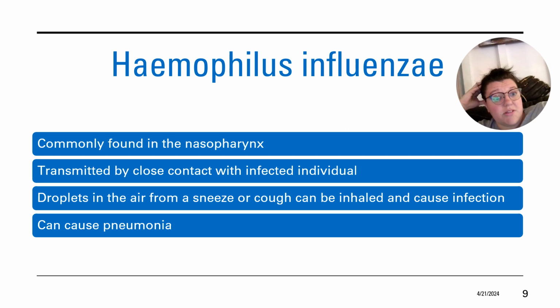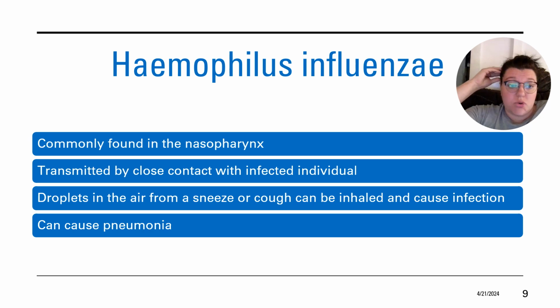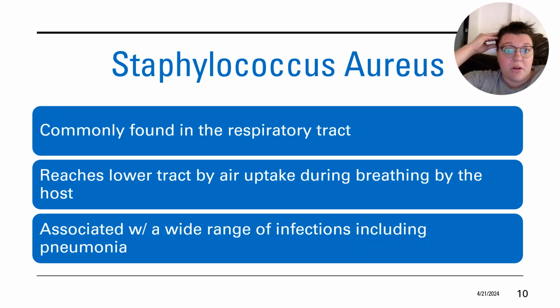First, we'll talk about the Haemophilus influenza. This is commonly found in your nasopharynx. It is actually transmitted by close contact with an infected individual. Droplets in the air from a sneeze or a cough can be inhaled, and that's what causes the infection. And this can cause pneumonia. Next, we have Staphylococcus aureus. This is commonly found in your respiratory tract. It reaches your lower tract by air uptake during breathing by you, the host. It is associated with a wide range of infections that includes pneumonia.